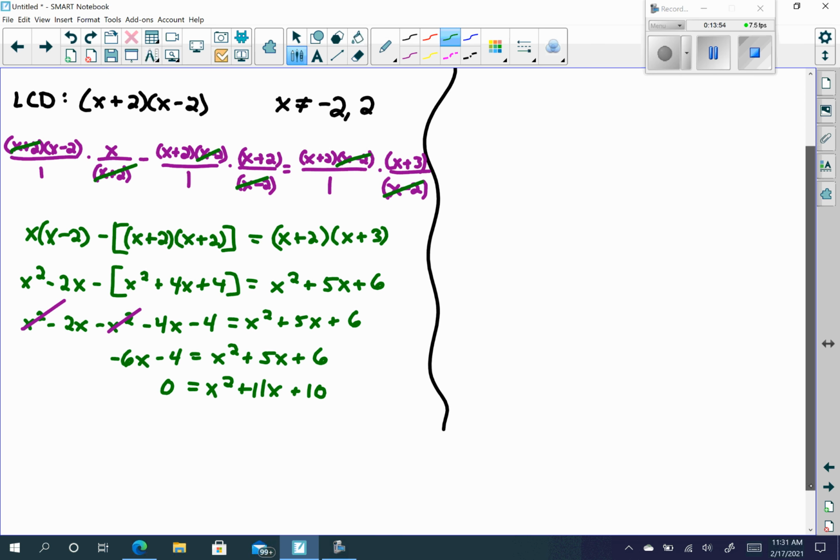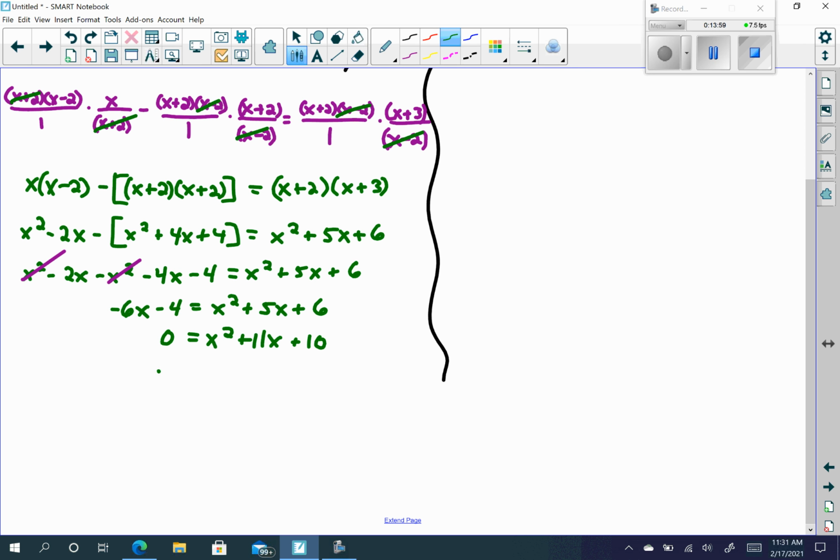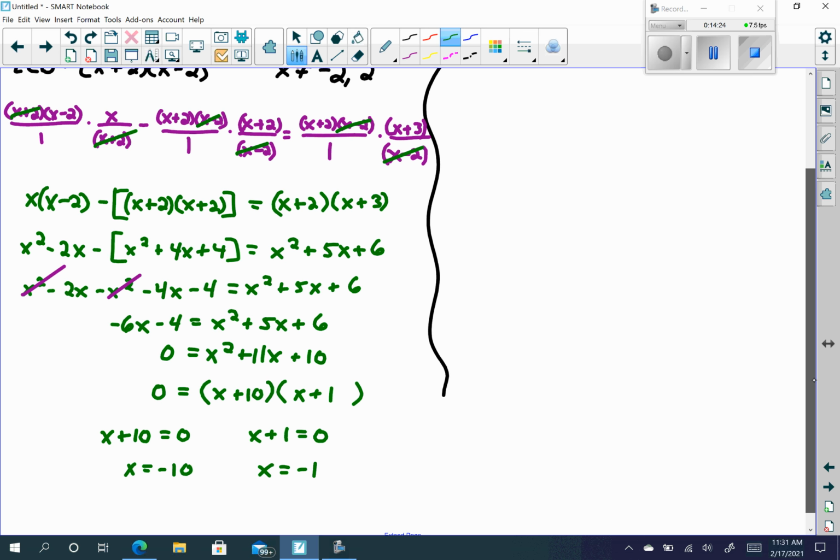Now I need to solve by factoring. So I'm going to make two sets of parentheses. There's no GCF. We're going to have an x. Everything's positive, so it looks like x plus 10 and x plus 1 work. Now at this point, I set each factor equal to 0. And then we simply solve. So x is going to equal a negative 10 or a negative 1. Now I checked these against my restrictions, which were negative 2 and 2, so we're good.